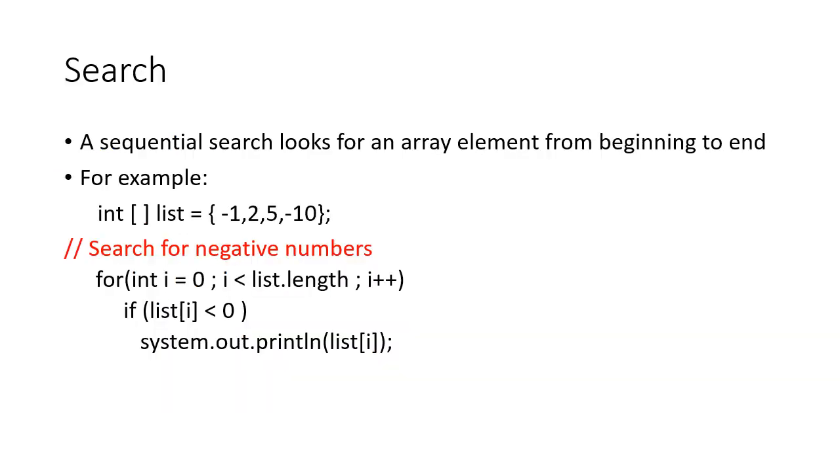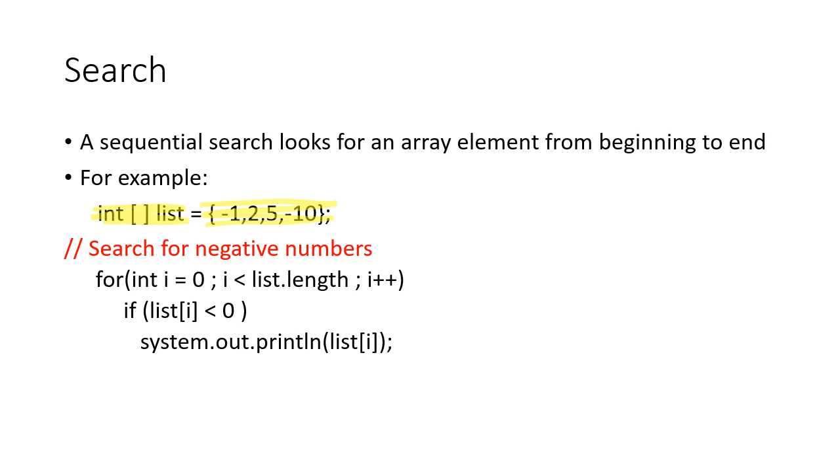The other part of this section is talking about sequential search. The idea of sequential search, we did a practice on this several times in previous sessions. The idea was to search for a specific element in your array from the beginning till the end. So let's assume we have, for example, int[] list. This is the name of my array, and I have the elements -1, 2, 5, -10. So I have 4 elements.